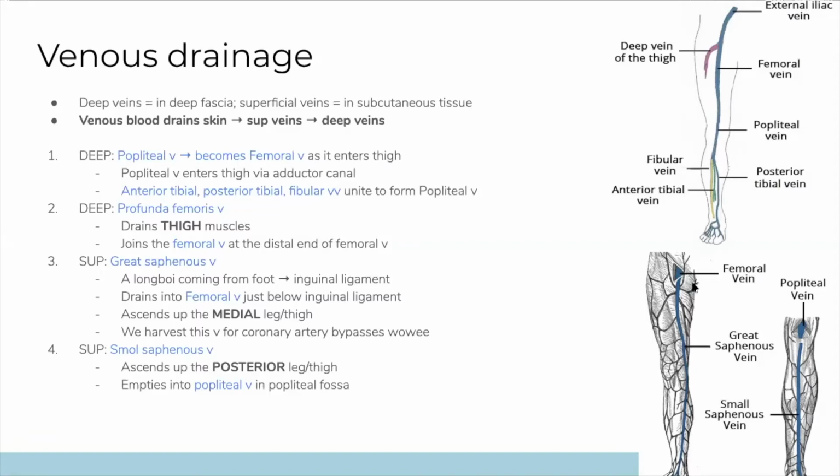Now for the superficial veins, we have two. We have the great saphenous vein and the small saphenous vein. And basically, the great saphenous vein drains into the femoral, whereas the small saphenous vein drains into the popliteal. And the great saphenous, as you can see here, it moves up the medial side of the body. Basically, I think it joins the femoral vein right underneath the inguinal ligament as well. And the small saphenous vein ascends up the posterior. So we're looking posteriorly here, up the posterior thigh and leg, and empties into the vein in the popliteal fossa. And that's basically it for venous drainage.